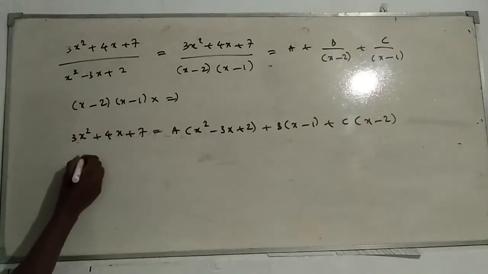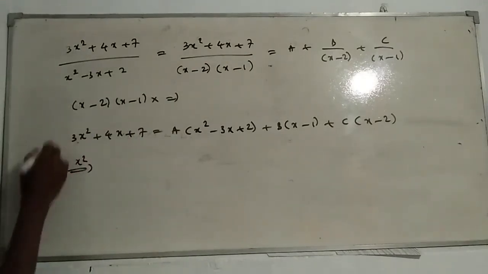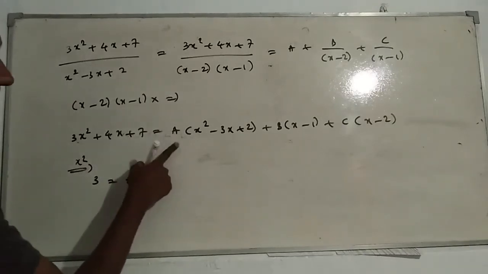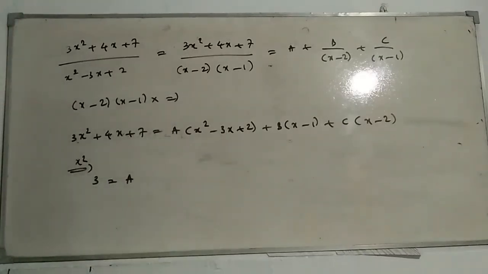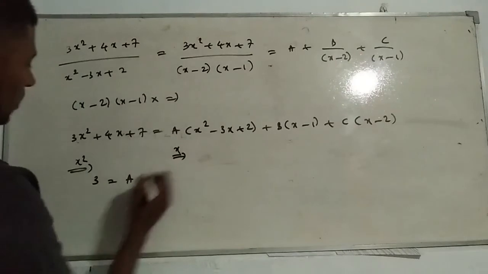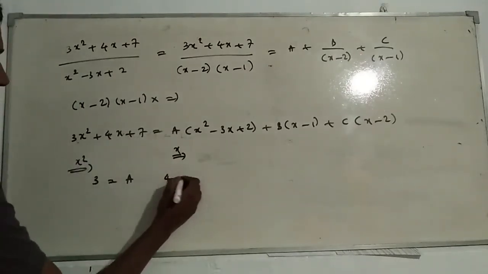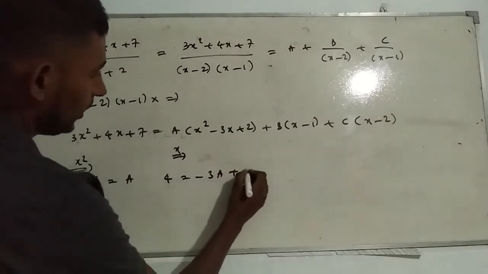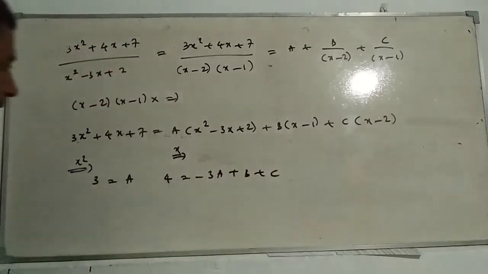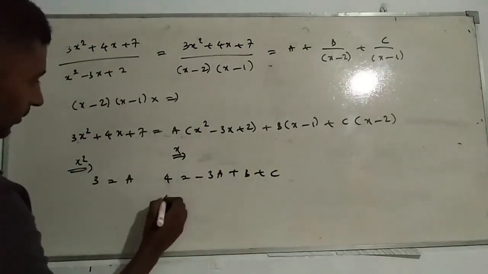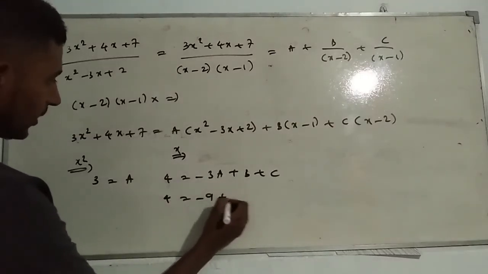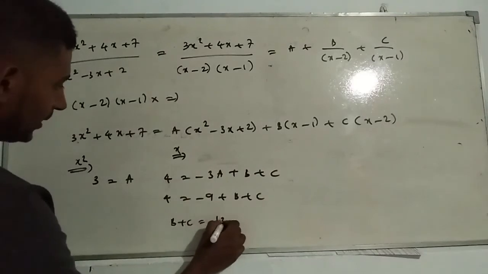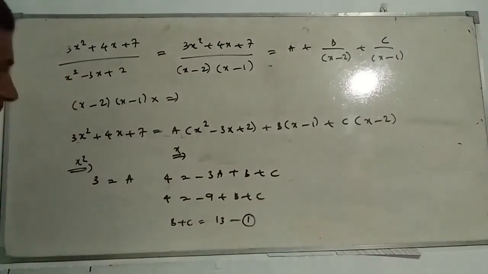That means if you consider the coefficient of x squared, on the left hand side you have 3, on the right hand side a, then a is equal to 3. If you consider the terms of x, on the left hand side it is 4, here 3a plus b plus c. So a is equal to 3, that means 4 is equal to minus 9 plus b plus c, that means b plus c is equal to 13. This is my first equation.